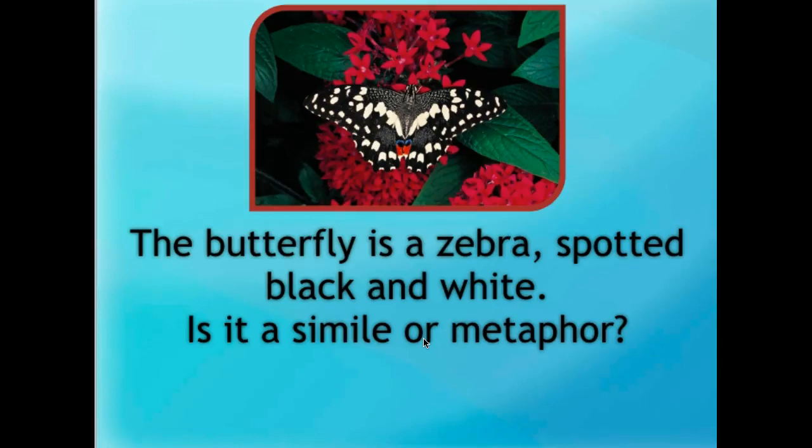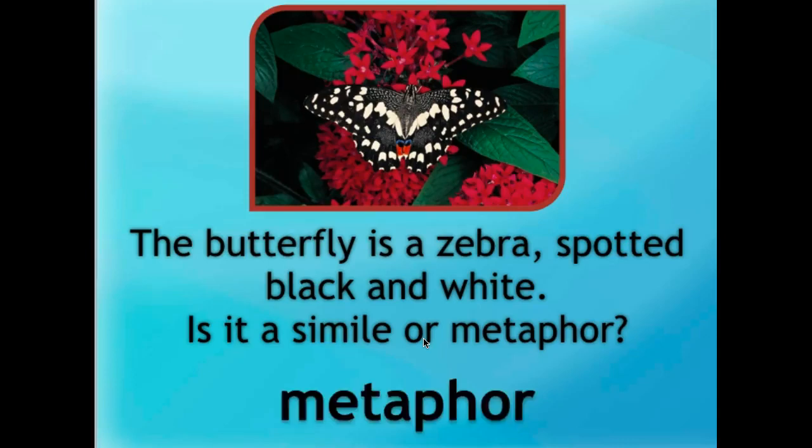For this one, the butterfly is a zebra, spotted black and white. What do you think? Is it a simile or is it a metaphor? Go ahead and write it on your guided notes or on your whiteboard. Okay, let's see. This is definitely a metaphor. You can see the word is going to be used here instead of like or as. We're not saying the butterfly is like a zebra. We're saying the butterfly is a zebra. Now, those are two very unlike things, okay? So that's why we are going to call that a metaphor.